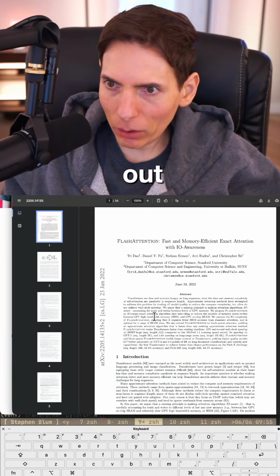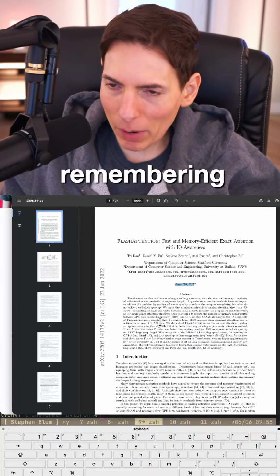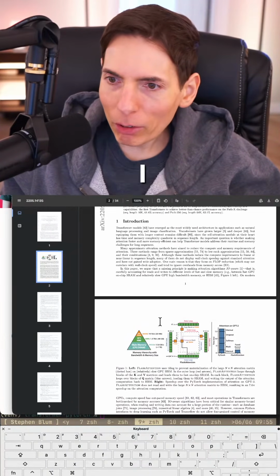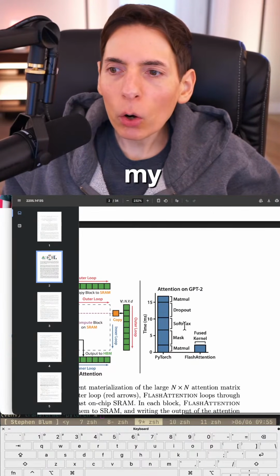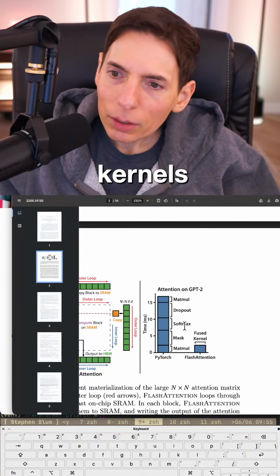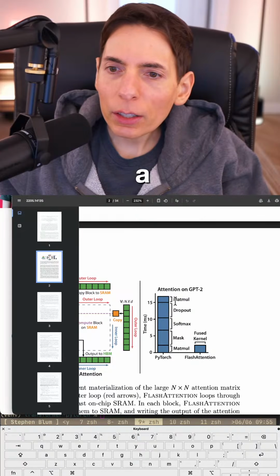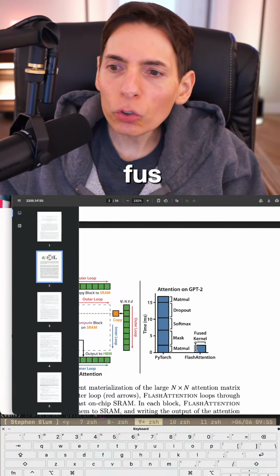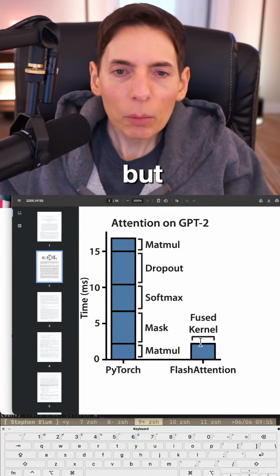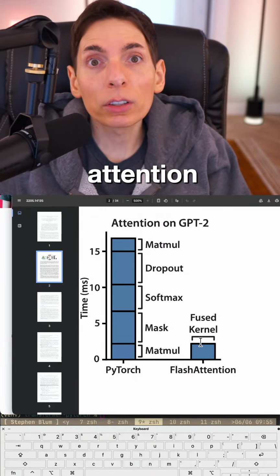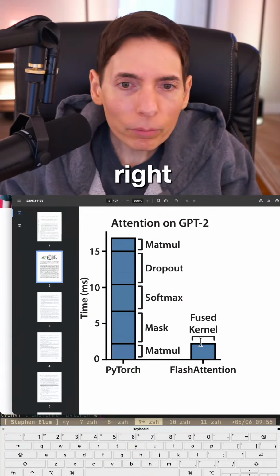Flash attention came out. I remember when this came out. This is what inspired me to write my own kernels. See right here, it's a fused kernel. This is what I thought flash attention was, but this cannot be the same as fast attention. This must be something different, right?